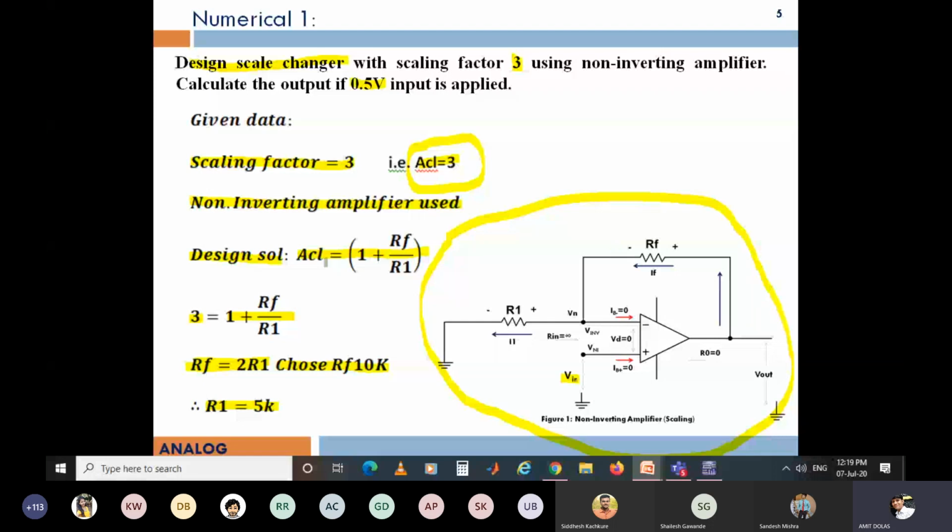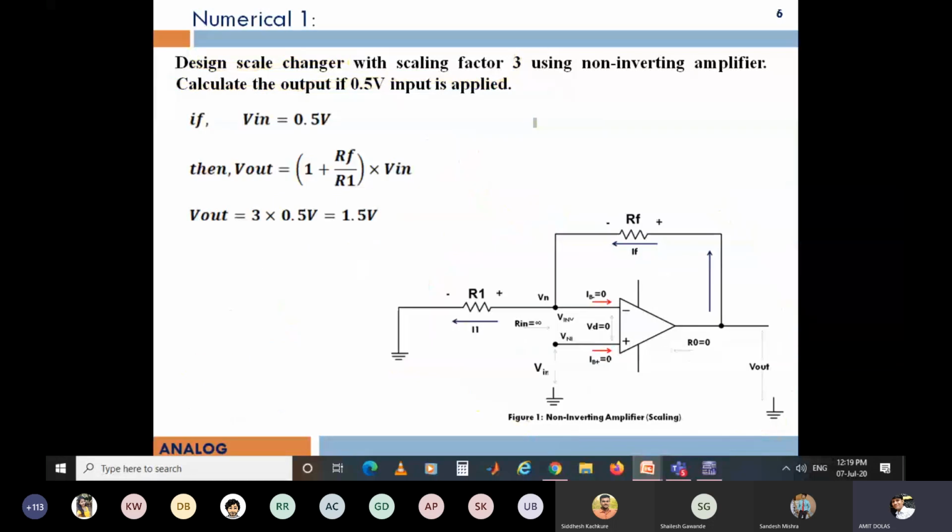On next PPT, the second solution is given because half the part is still remaining. If 0.5 volt input is applied, what is the output? Of course, scaling factor multiplied by input is nothing but output. So on next PPT, if Vin is 0.5 volt, simply use the output voltage formula, that is Vout is equal to 1 plus Rf upon R1 multiplied by Vin. Doing this calculation, we get output equal to 1.5.